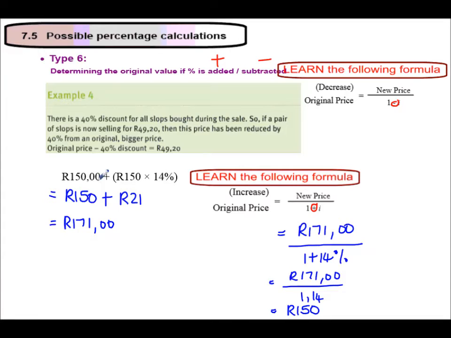If there was a decrease, for example the slops, it was 1 minus 40%. That is all the explanation for today. Please will you do exercise 8 on page 42.